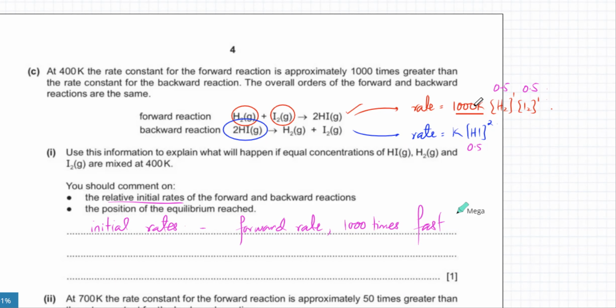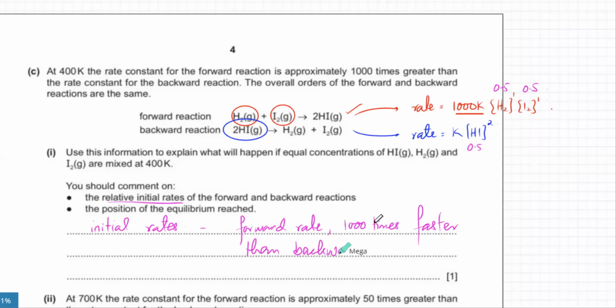You're getting the same expression except for this 1000 factor that's coming in. So he was very specific: you should comment on the relative initial rates. So the forward rate is 1000 times faster than the backward rate.